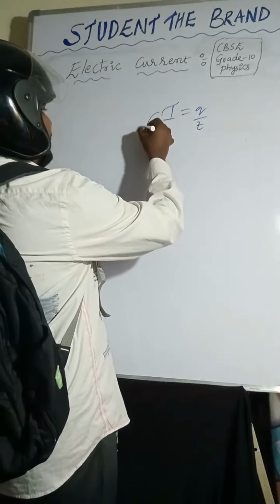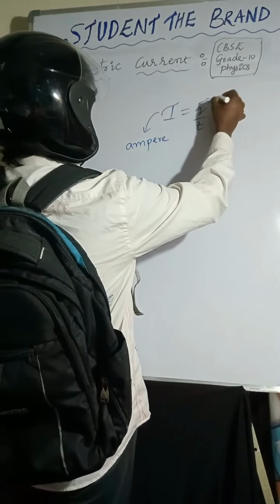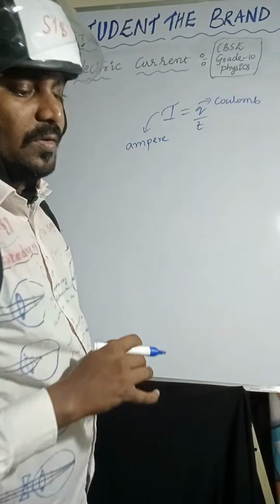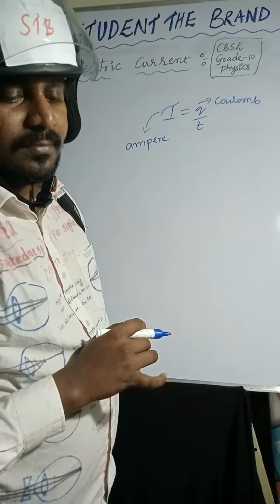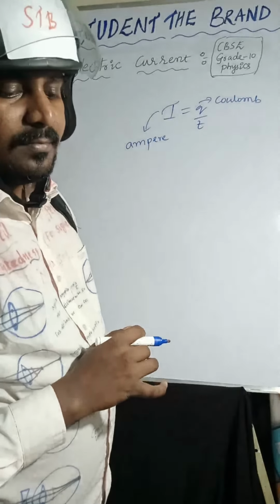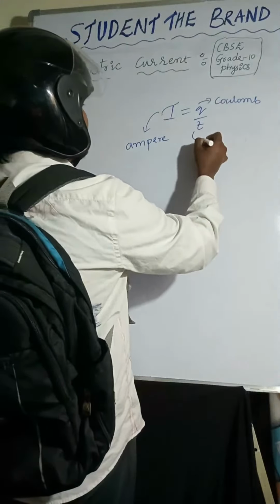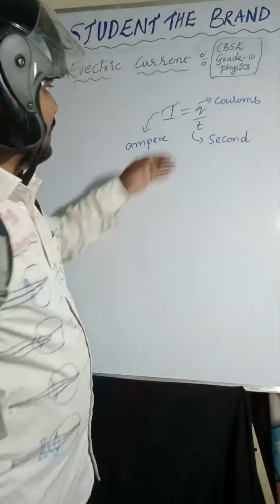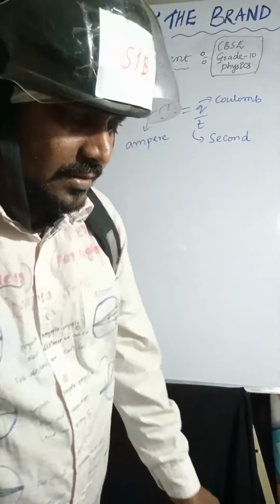So the SI unit of current is ampere. The SI unit of charge is coulomb. The SI unit of time is second. Right?